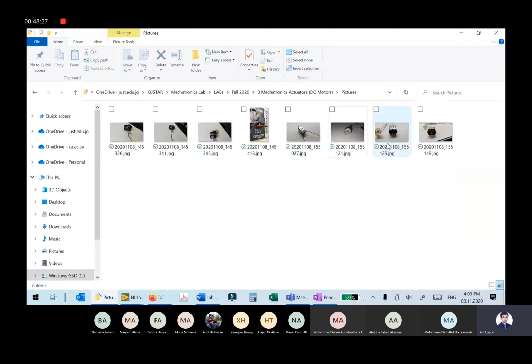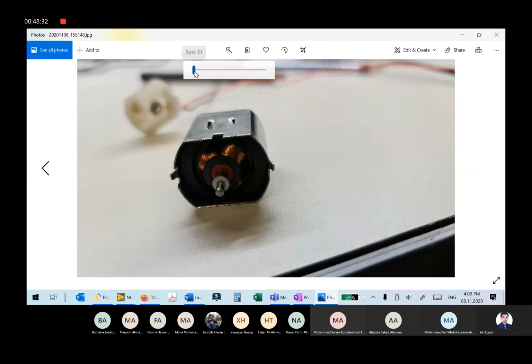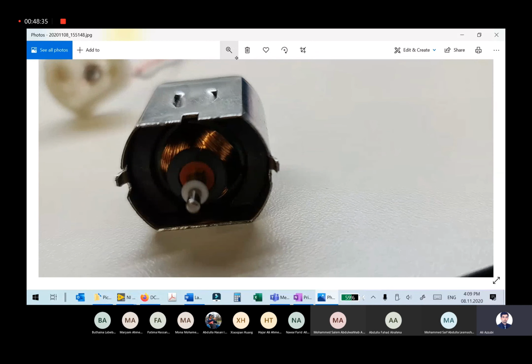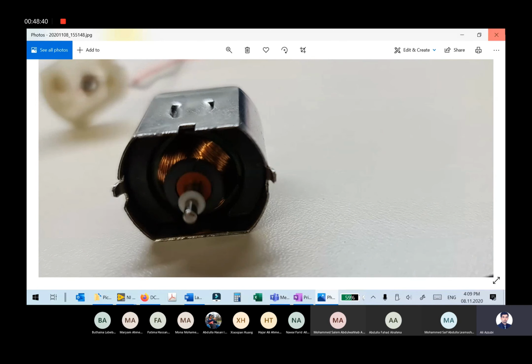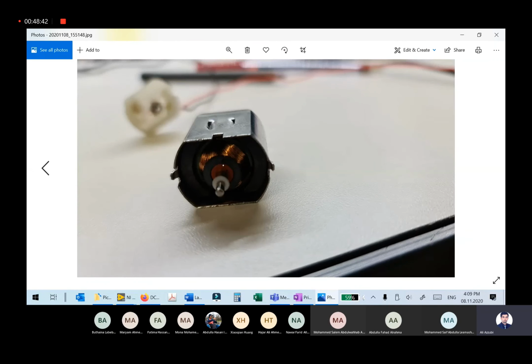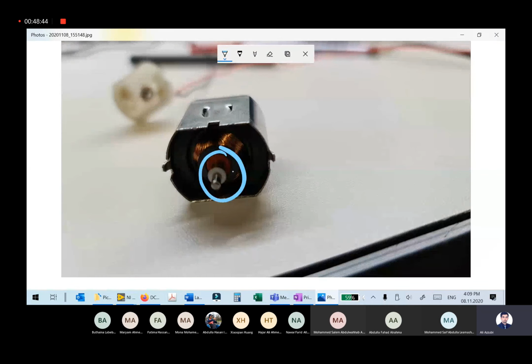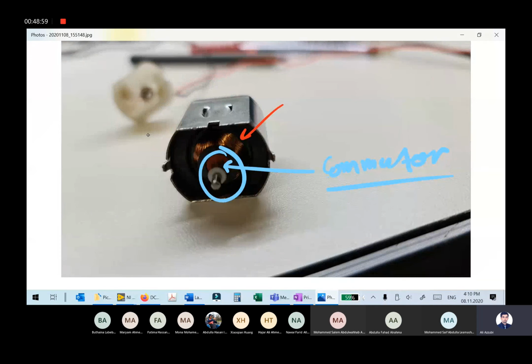One of them should be better clarity like this. Okay, now we can see here, maybe not very clear, but hopefully it's clear enough, the commutator ring. So this is your commutator. And these are my poles, so you can see here, these are your poles. You have 1, you have 2, and there is 3.